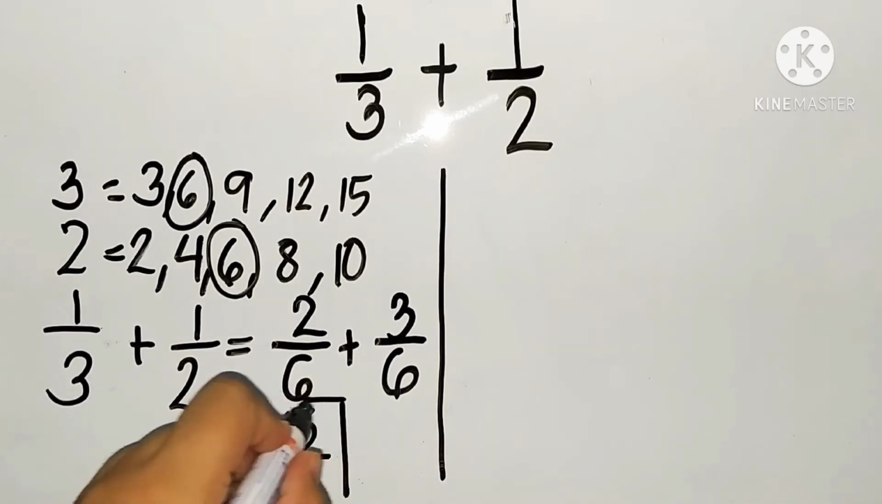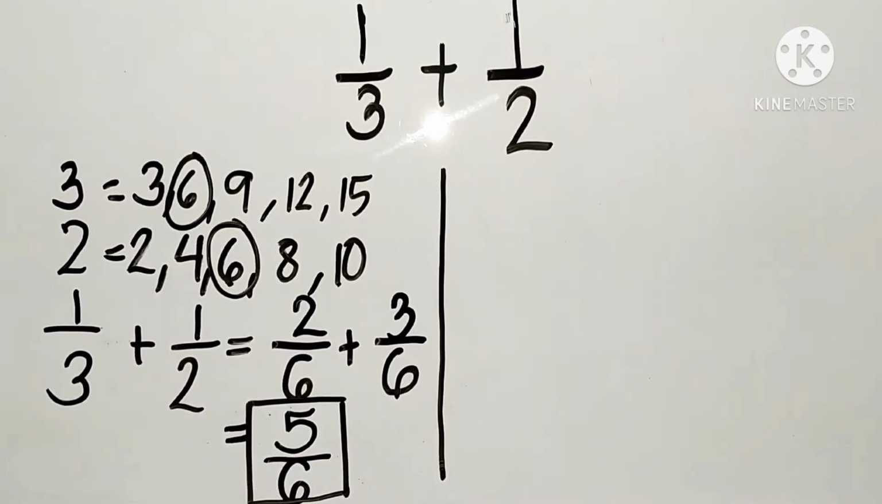Ito na ngayon ang 1/3 plus 1/2. Since wala namang common factor ang 5 and 6, hindi na natin siya ma-express sa lowest term. Yan na yung final na answer. Yan ay kapag sinunod natin yung 3 steps in adding dissimilar fractions. Pero paano kapag ginamitan natin ng butterfly method?